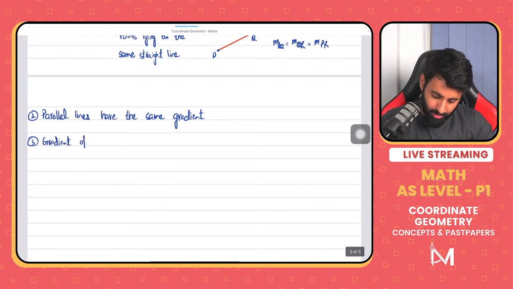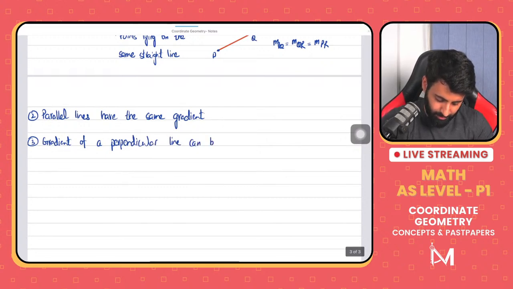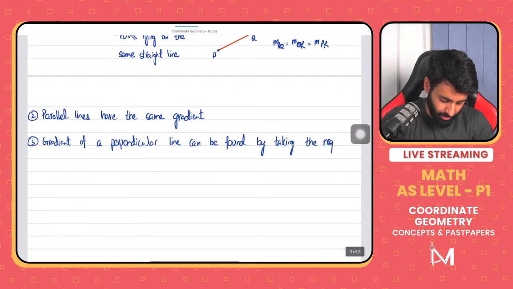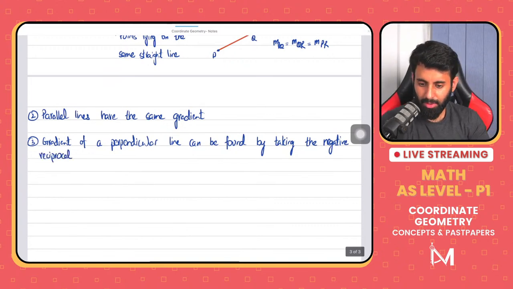Gradient of a perpendicular line can be found by taking the negative reciprocal. So if you're given the gradient of one line and you want to find out the gradient of the other, all you have to do is take the negative reciprocal of it.